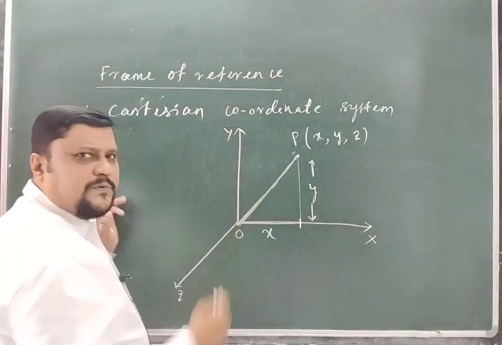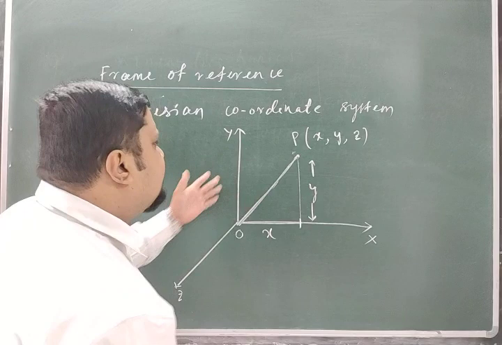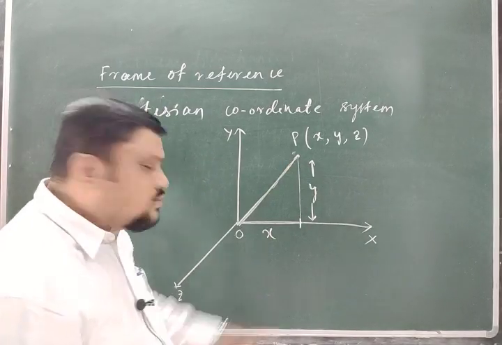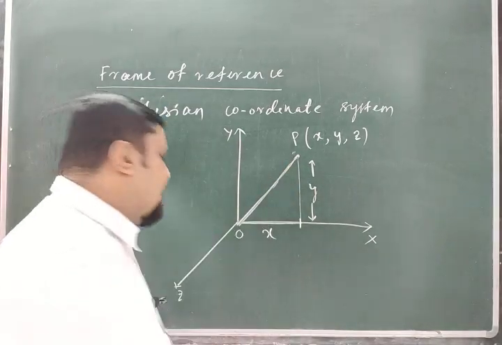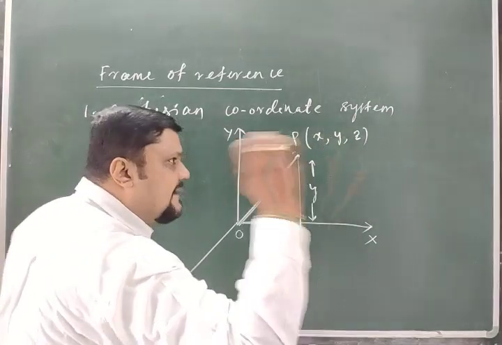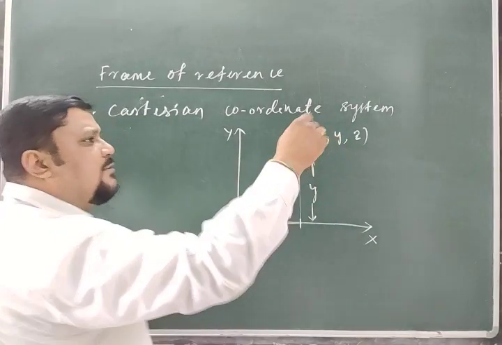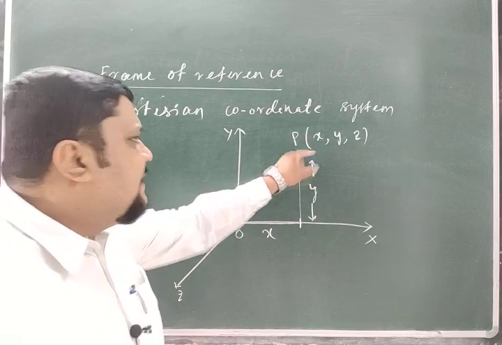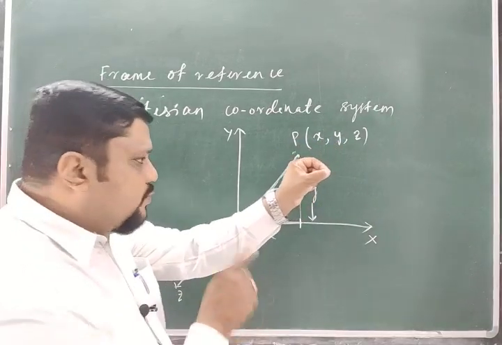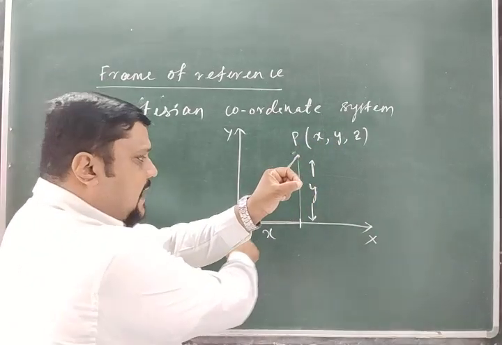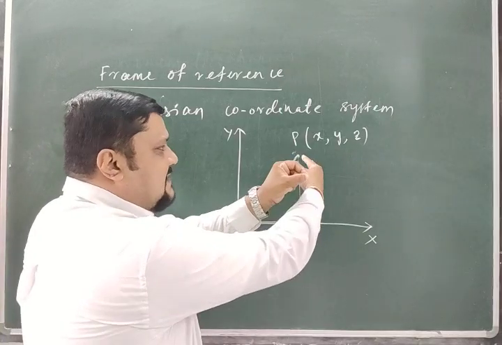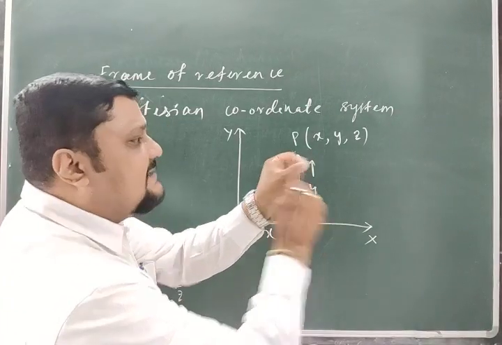So it is not possible to show the 3 dimensions. I have shown this for 1 dimension. In 2 dimensions, x and y. If you go up the z axis, z distance, then you will reach the point. Means the point is not here, the point is here. So to reach that point from here, I go x distance, then y distance, then comes z distance. Then I reach the point.